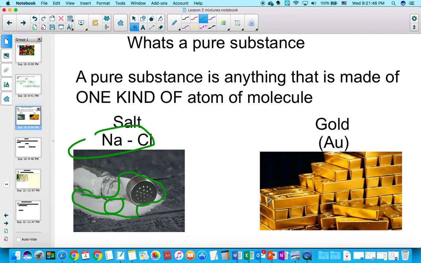Gold bars are another example. In these gold bars are just gold atoms, right? You're not going to find iron and other types. Well, you might, but let's just say for the purpose of this example that it's pure gold, there's no other atoms in it. So you only have gold atoms here, so it is a pure substance. It is pure because there's only one substance in it, one kind of atom or one kind of molecule.